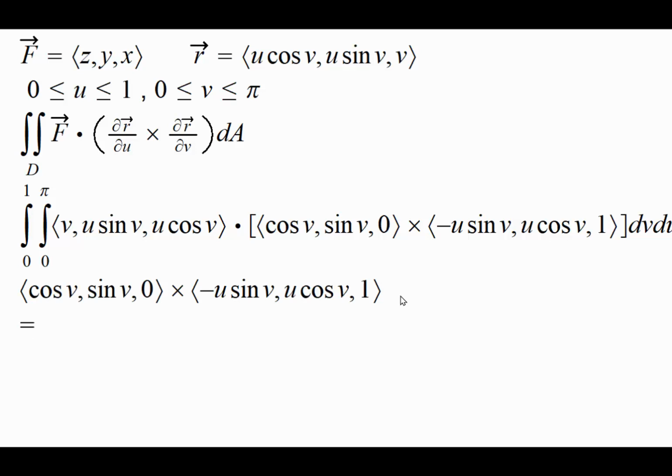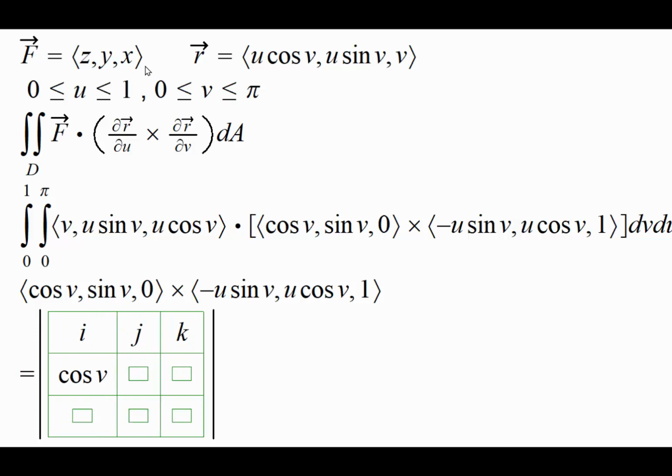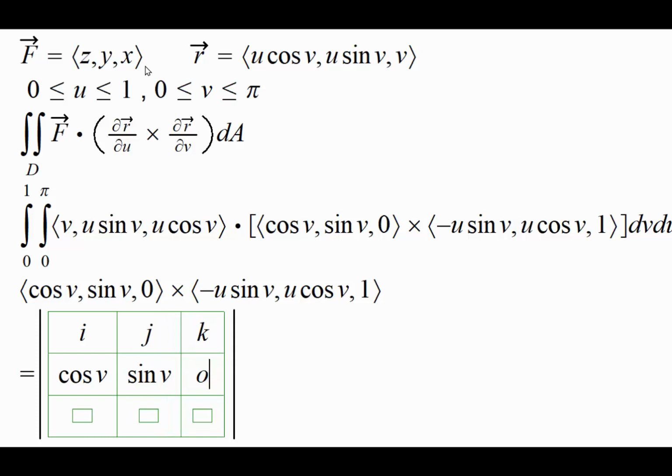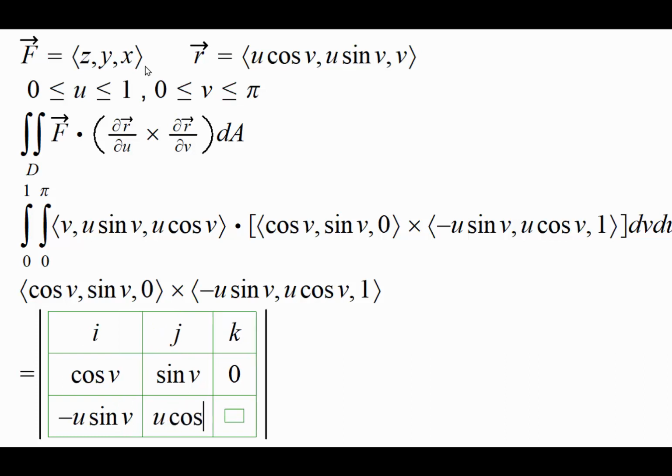This is going to be the determinant of, so we just write it in determinant form for computational convenience: i, j, k; cosine v, sine v, 0; and then negative u sine v, u cosine v, and 1 at the end.